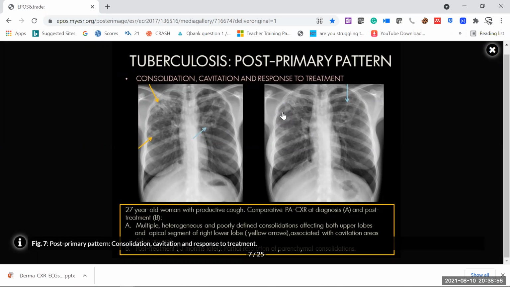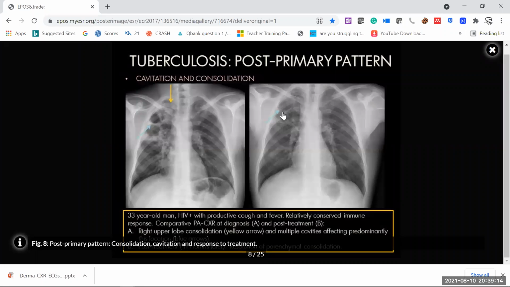You cannot remove it easily, because this granuloma can be there for 100 years. You cannot easily remove the granuloma, but if cavitatory lesions and consolidations are there, they can be completely wiped off after giving treatment. Again, cavitation and consolidation we can find here, and after the treatment they went away.